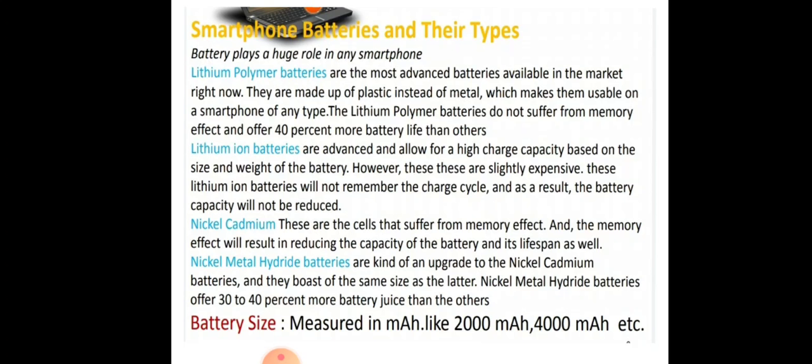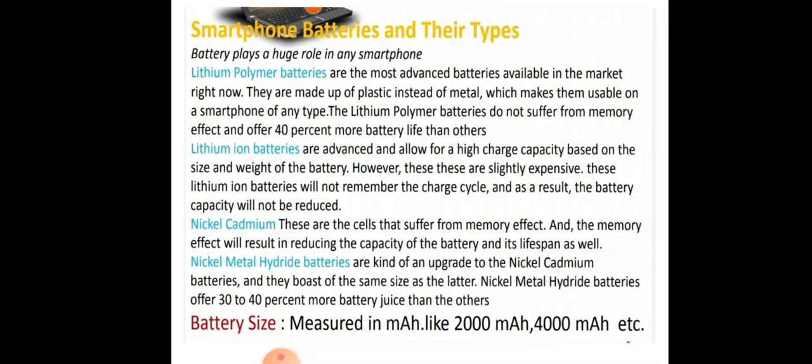Then lithium ion batteries are advanced and allow for a high charge capacity based on the size and weight of the battery. However, these are slightly expensive. These lithium ion batteries will not remember the charge cycle, and as a result, the battery capacity will not be reduced. Then nickel cadmium. These are the cells that suffer from memory effect, and the memory effect will result in reducing the capacity of the battery and its lifespan.